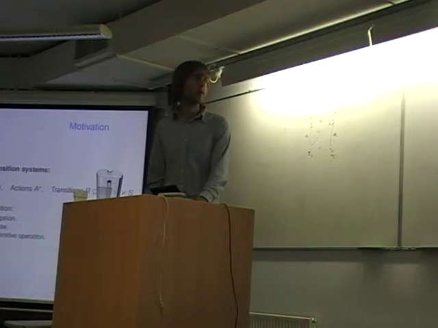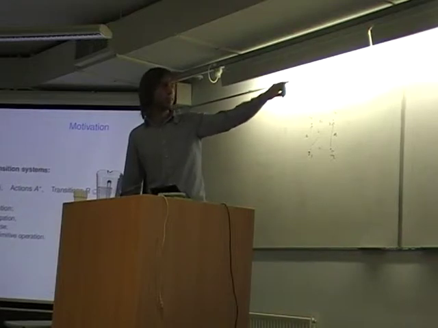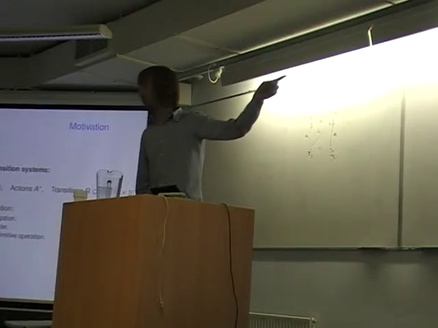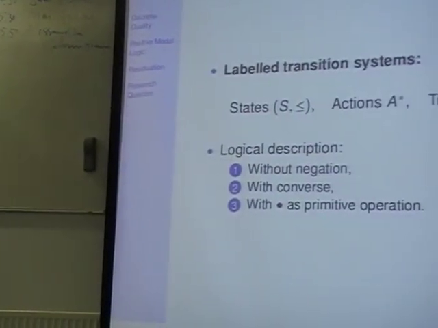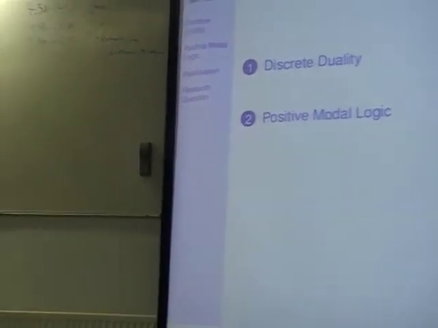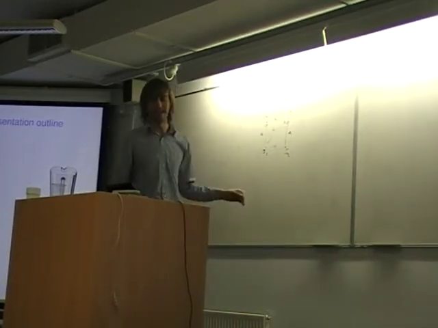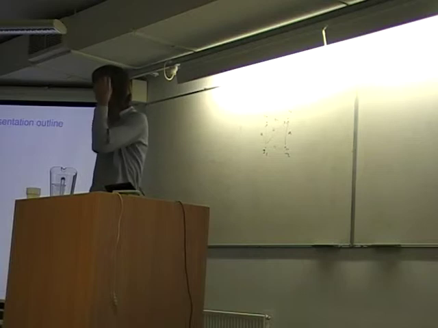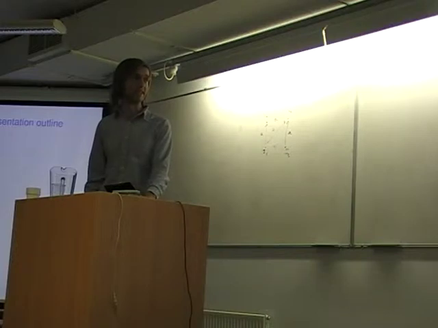Now let me give you some ideas about the build-up. The first part, without negation, will be why we need to use positive modal logic, if you look at the column on the left. Then with converse will be why we need to use residuation, and then with bullet as a primitive operation, that will be our research question. So that's going to be the build-up of my talk. First I have to tell you some things about discrete duality, then about positive modal logic to be able to deal with logic with no negations, then residuation to do this looking back, and then finally I will be able to tell you what our research question or project is. So I hope to convince you that it's an interesting thing to look at in the end.